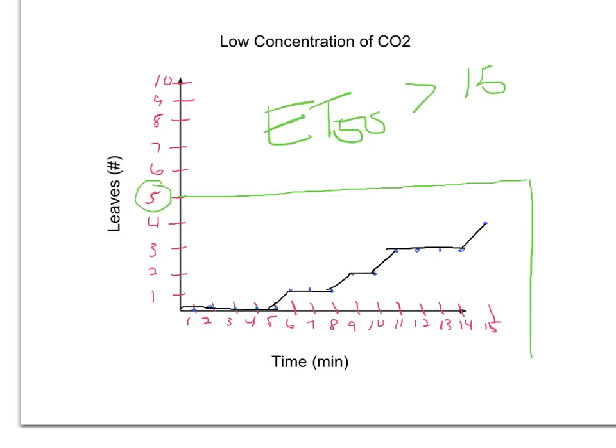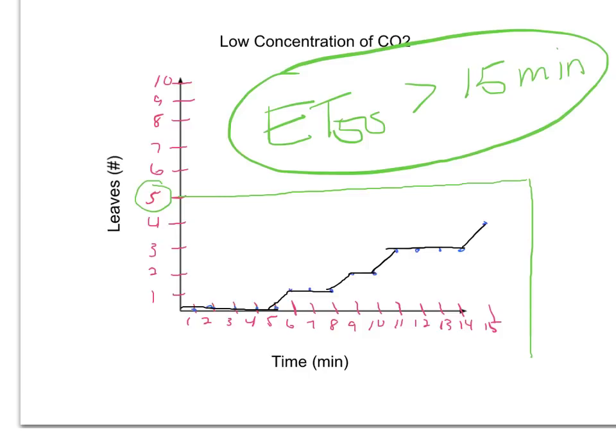Okay, so if your data says that fewer than 5 leaves ended up floating, that means your ET50 value is greater than 15 minutes. It took a very long time for half of the leaves to start floating. This is going to become important when we make our third graph. I'd like you to now determine your second ET50 value.